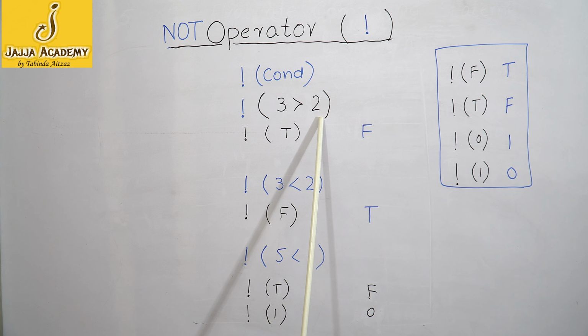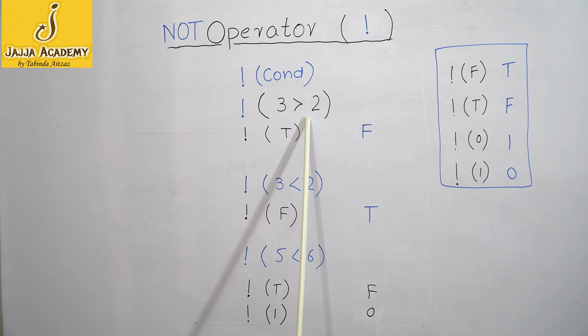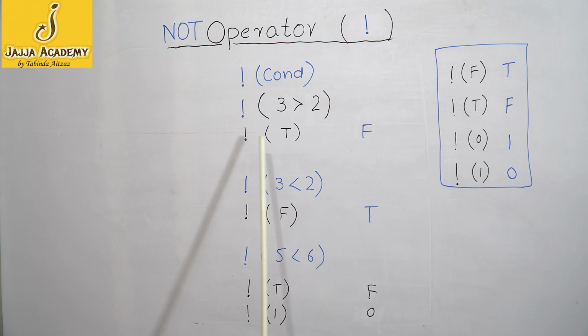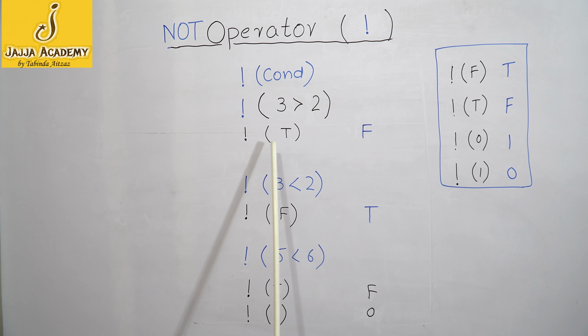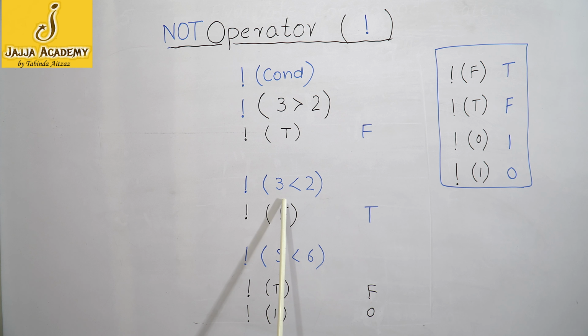For example, this is a condition, and the condition says 3 is greater than 2. As 3 is greater than 2, it will produce true. And after applying the NOT operator on this true, the NOT operator will convert true into false. In the next example, if I write 3 less than 2, as 3 is not less than 2, this condition will produce false, and after applying the NOT operator on false, it will convert false into true.